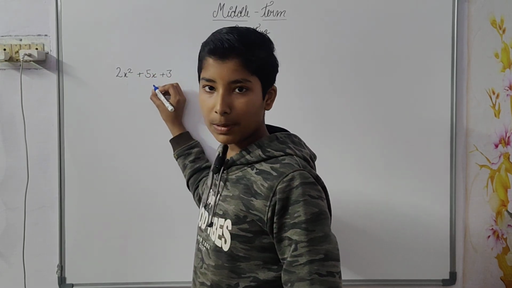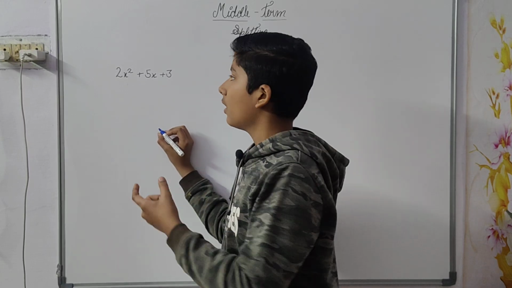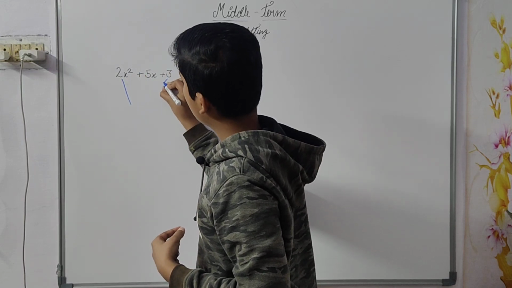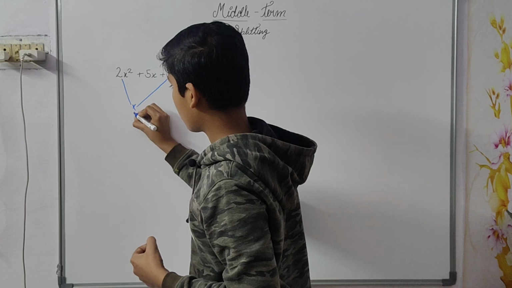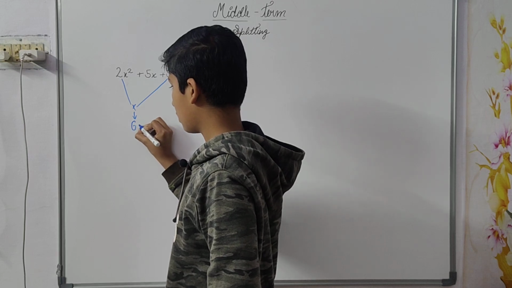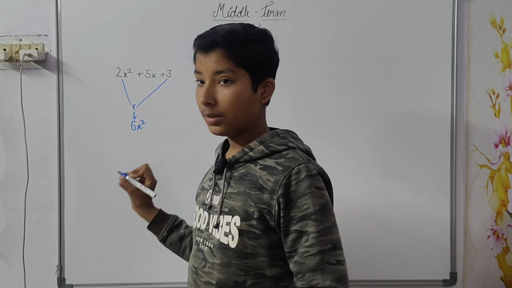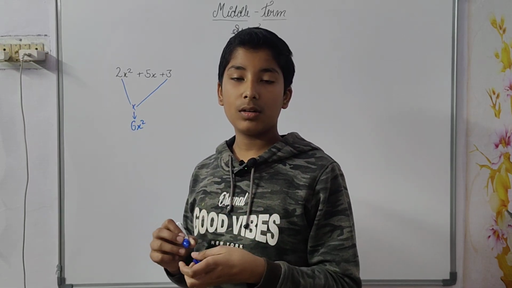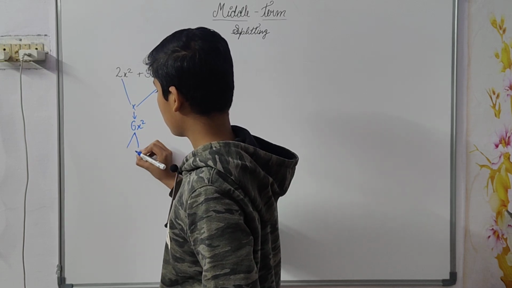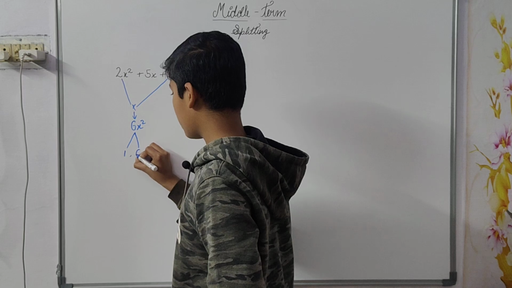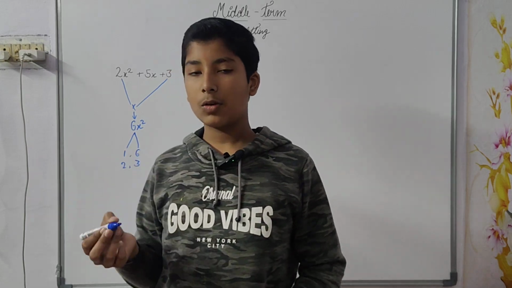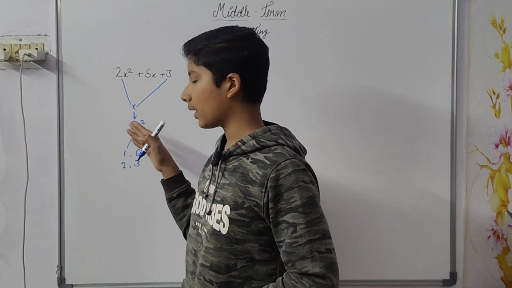If you want to split the middle term and find how it would be split, firstly you have to multiply these both numbers. Multiply. So the result will be 2x square into 3, hence 6x square. Now find the factors of 6. What are the factors of 6? 1 comma 6 and 2 comma 3 and again 6 comma 1. So you can say there are 4 factors of 6.